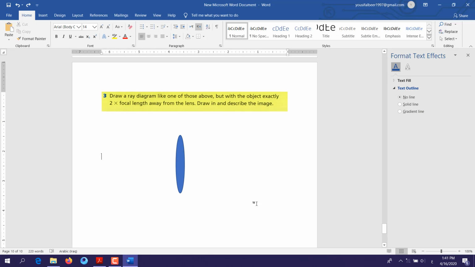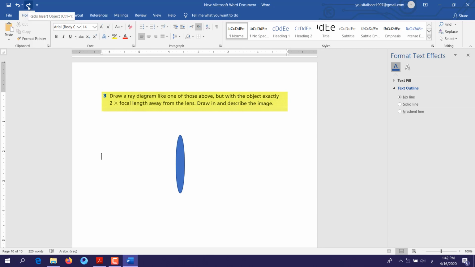Question number 3. It says draw a ray diagram like one of those above, the one that we explained, but with the object exactly 2x focal length away from the lens. Draw it and describe the image. Here the key word for the answer is what? It's the object exactly 2x focal length. What does that mean?